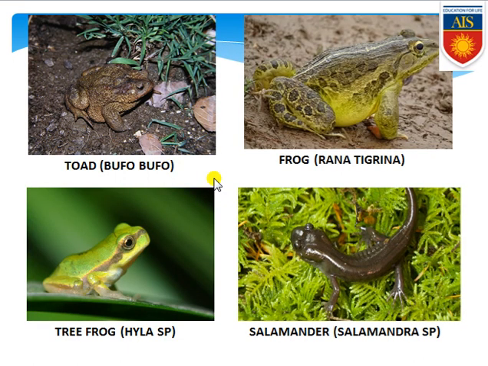Now in this slide you can see the photographs of amphibian organisms. This is the toad, which is Bufo. This is the frog, that is Rana tigrina. This is the tree frog, Hyla sp, and this is the salamander, or it can also be called the Himalayan newt, Salamandra sp. So these are the 4 representative animals belonging to this specific class, that is class Amphibia.